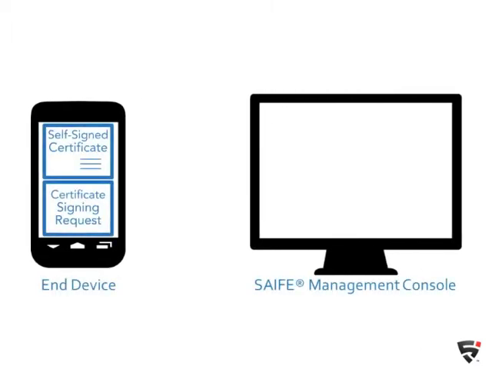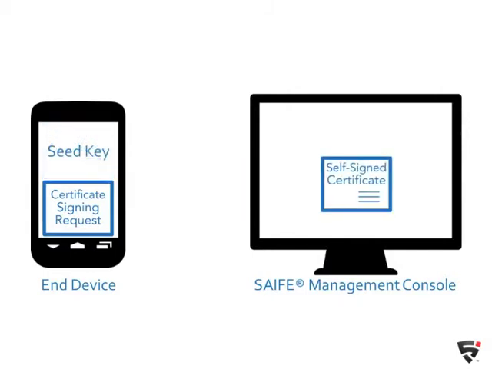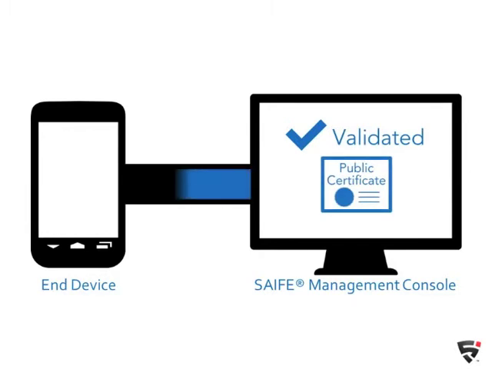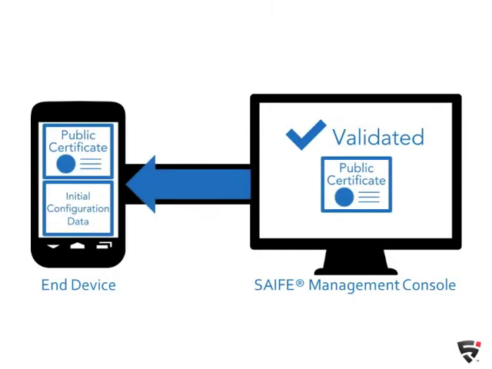The device sends its self-signed certificate and a certificate signing request to the SAIFE Management Console for validation. A seed key, which is a one-time pad proving the identity of the device, may be used to encrypt the certificate signing request. The SAIFE Management Console validates and signs the certificate. The device is now considered to be trusted. Finally, the device downloads the signed public certificate along with initial configuration data.